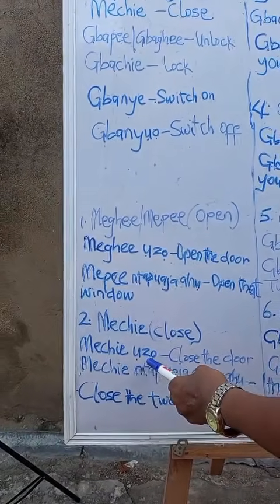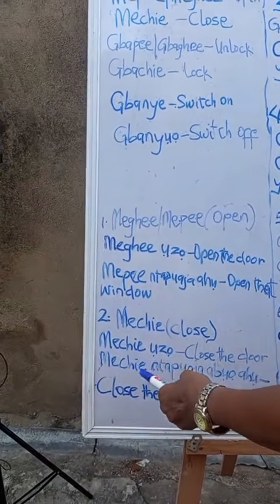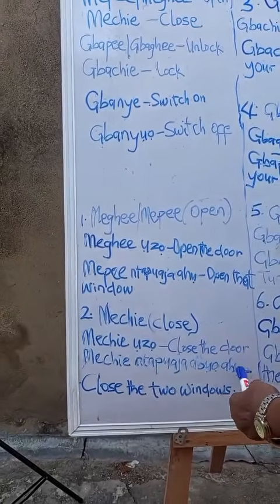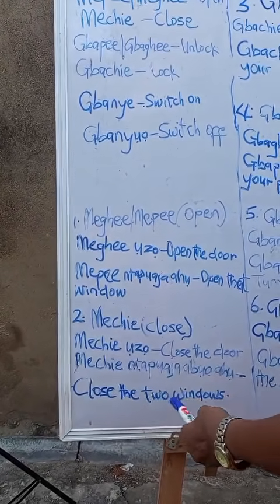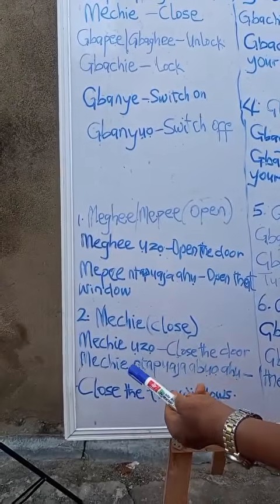Number 2, mechie, close. Mechie ụzọ, close the door. Mechie ntapu aja abụọ ahụ, close the 2 windows. Ntapu aja window, abụọ, 2.